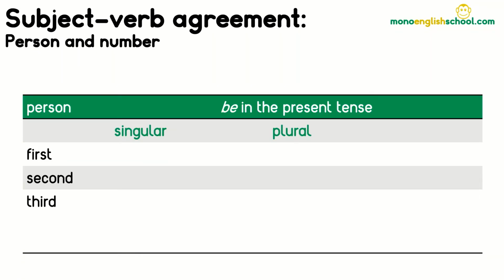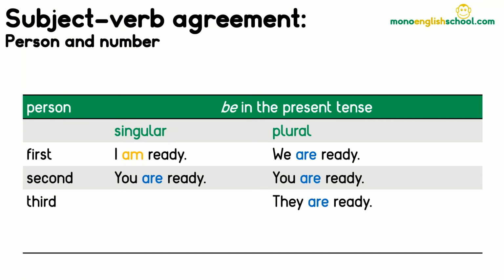As mentioned earlier, be is one of the exceptions because instead of having only 2 verb forms in the present tense, be has 3. The first person singular of be has its own conjugation, which is am, as in, I am ready. The second person singular and the first, second, and third person plural share the same conjugation of are. So it's you are ready, we are ready, you are ready, and they are ready. And in the third person singular, we have the conjugation is. So, he is ready, she is ready, and it is ready.